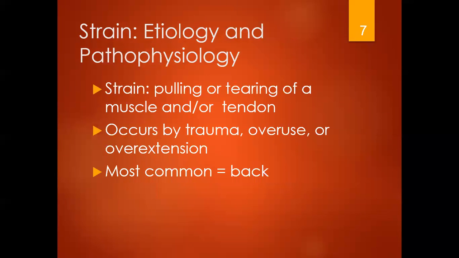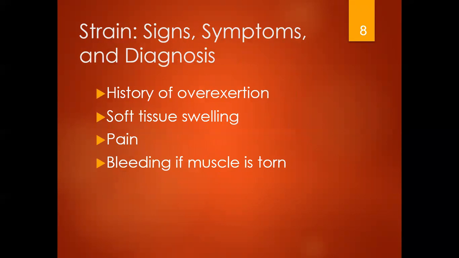Strain. Well, strain is different than a sprain in that it's a pulling or tearing of a muscle, a tendon, or both. Remember, a sprain is the ligaments. A strain is muscle and or tendon. Trauma, overusing it, overextending it. We often see strains in the back strain, right? Back strain. So these people will have a history of working their back too hard.